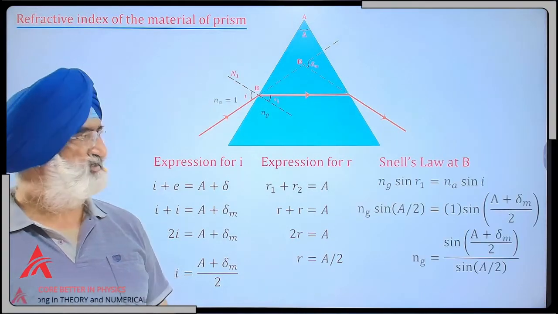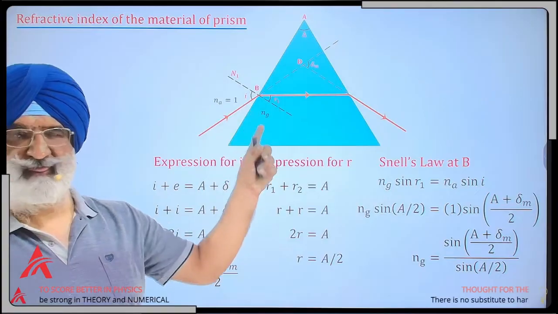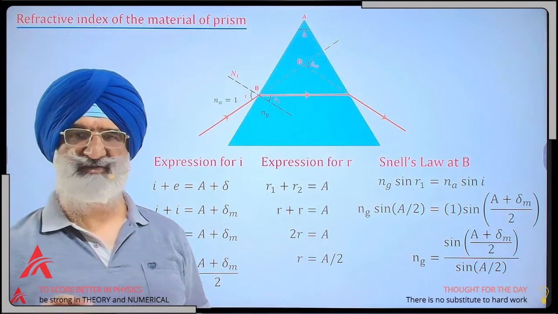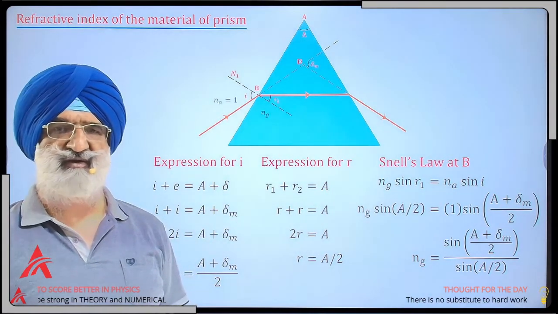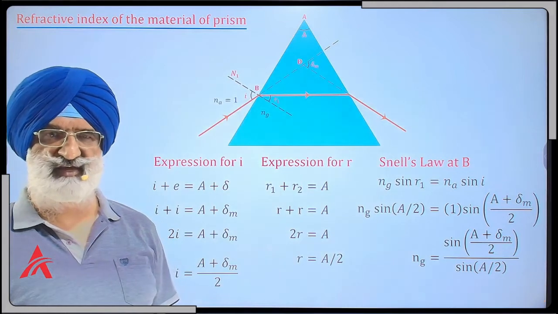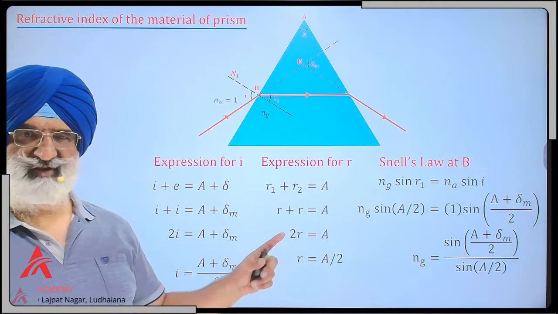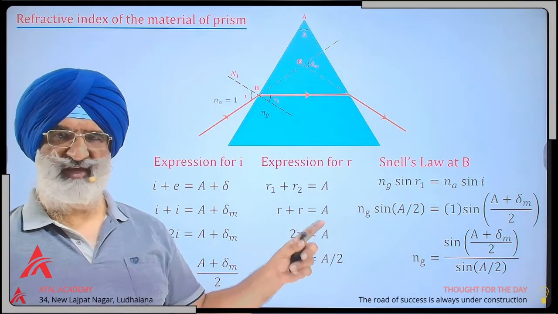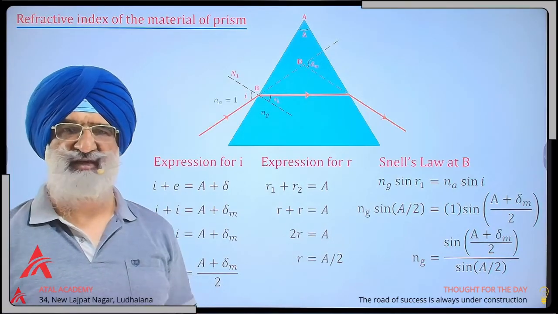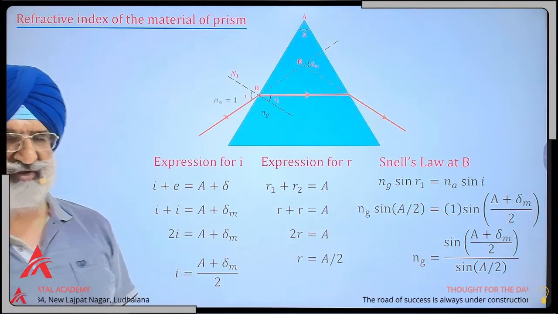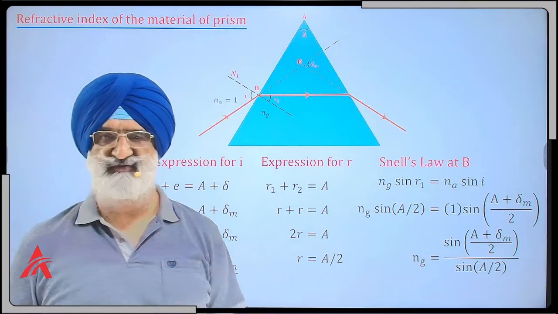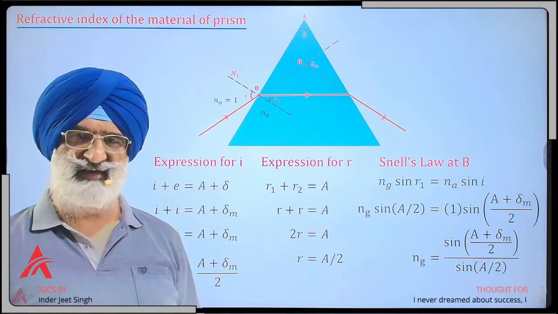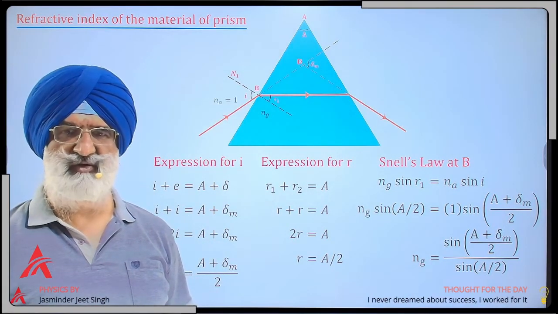We can apply Snell's law at the point B. Refractive index of glass into sine R1 is equal to refractive index of air into sine I. We can put the value for R1 as A upon 2 and I as A plus delta M upon 2, so that we can get the refractive index of glass as sine of A plus delta M upon 2, upon sine A upon 2.